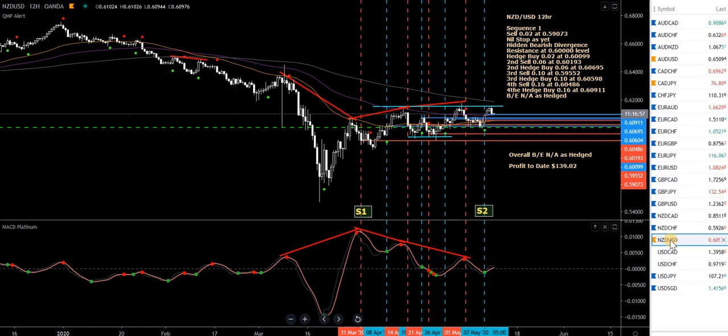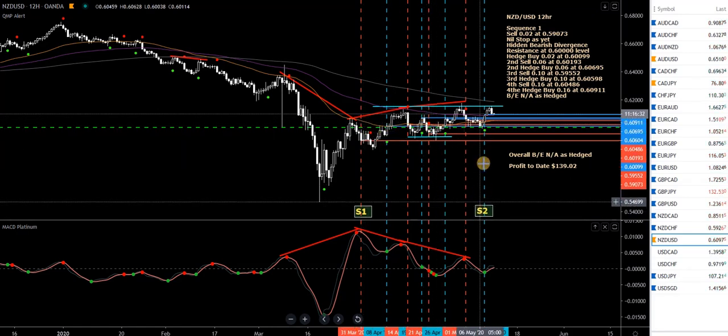Moving right along. New Zealand USD, very similar to the Aussie, except I've got a lot more trades on, obviously. So sequence 1 starts back here. You can see it all. Started with a sell. I've got quite a few trades on while this thing's just been going sideways. So I'm at the moment on sequence 1, I'm hedged, so I'm not losing anything. I'm locking in a loss between all these trades here.